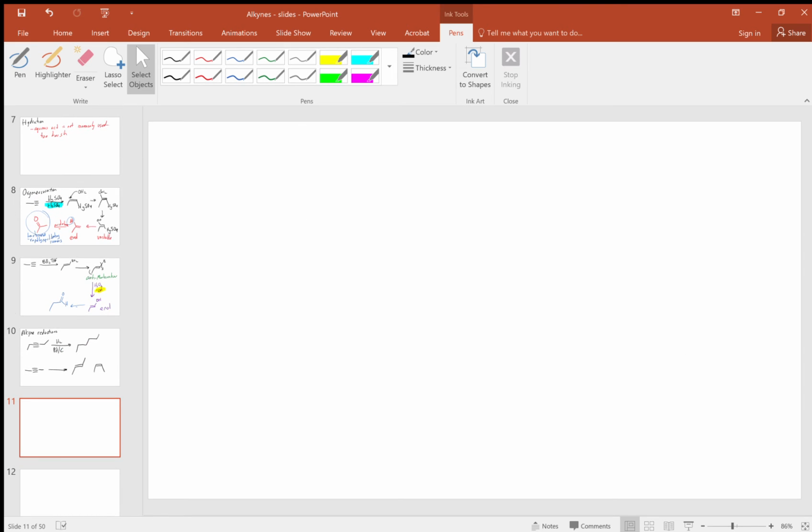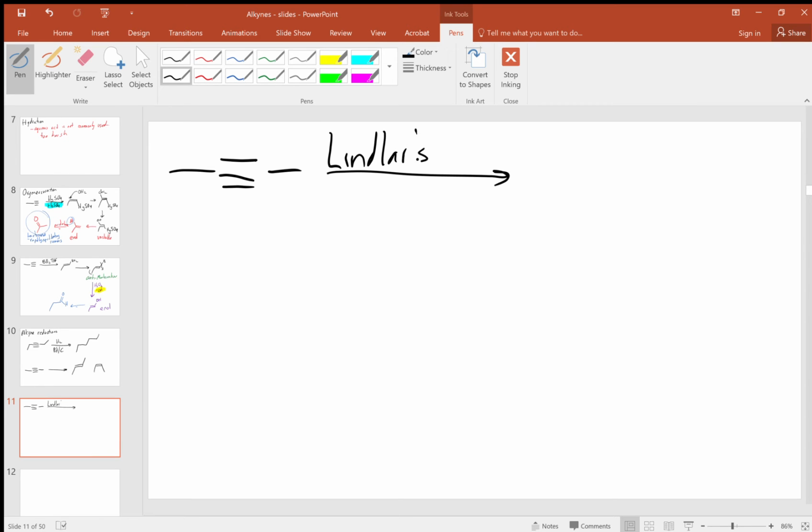So it turns out that we can do this, and depending on the reaction conditions we use, we can choose whether we get the cis or the trans alkene. So one way to do it is to use something known as Lindlar's catalyst in the presence of hydrogen gas.